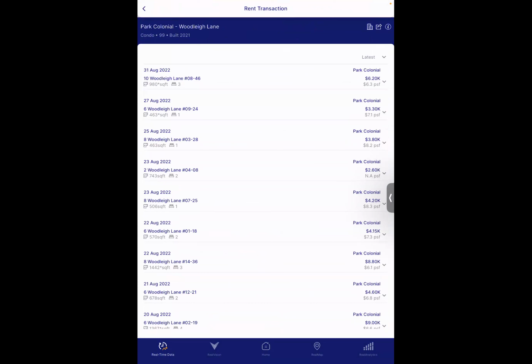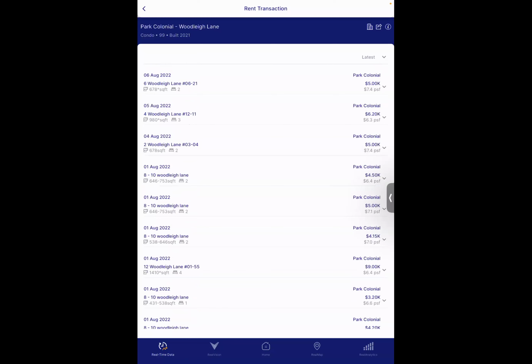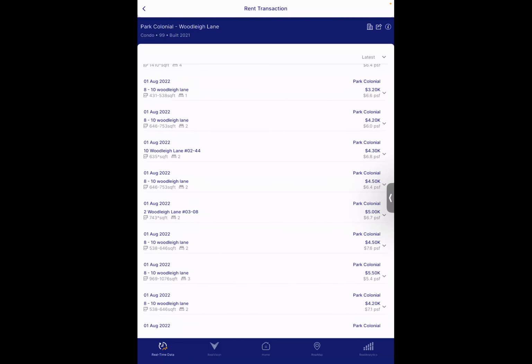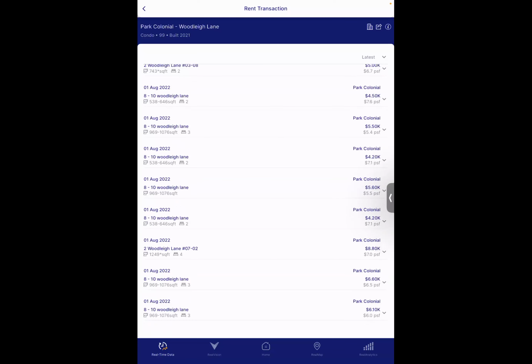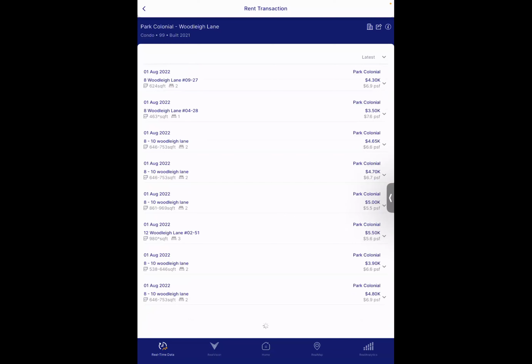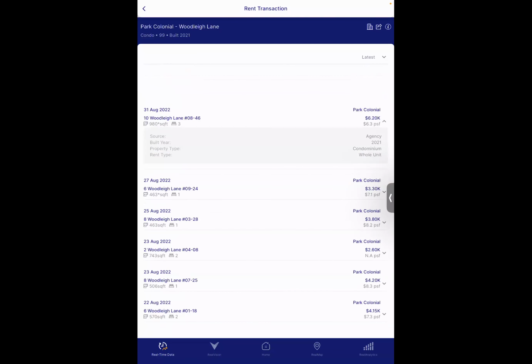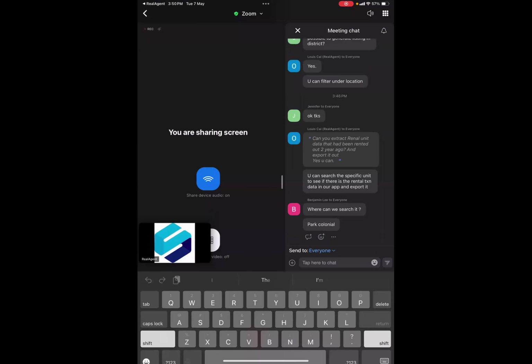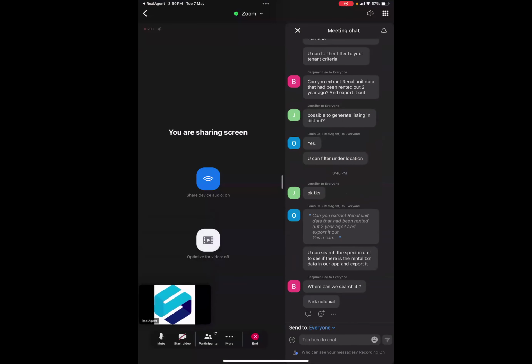This is 3 to 4 months. So all these, if it's a 2-year contract, will be coming up soon for renewal. If it's a 1-year contract, last year already renewed. Okay, so you can use rental transactions to find all these details. Any other questions?